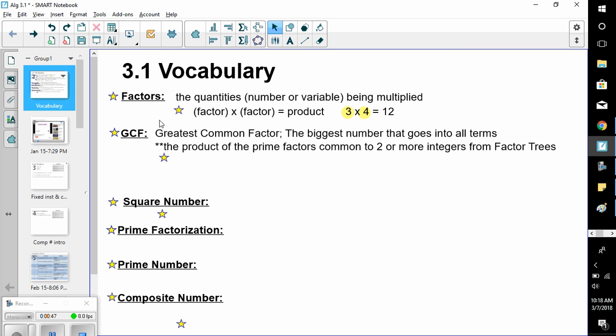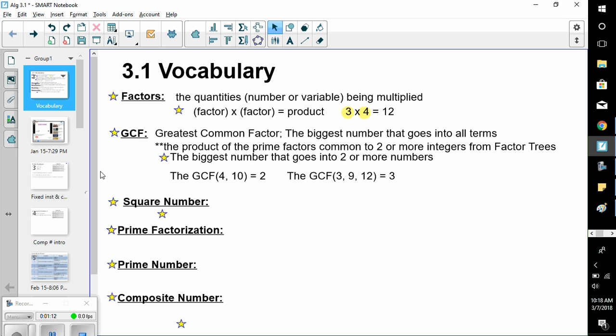GCF means greatest common factor. It's the biggest number that goes into all the terms you're looking at. An important thing to know is that it's also the product of prime factors common to 2 or more integers from factor trees. We're going to be learning how to find the greatest common factor of both numbers and variables very quickly using factor trees.